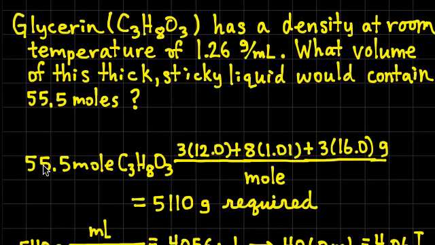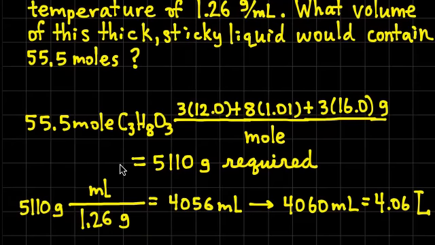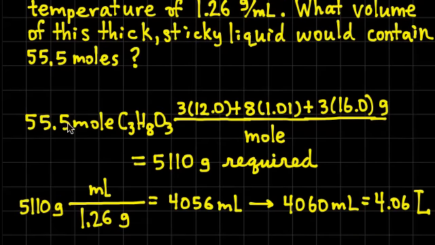If I just require a certain number of moles of this glycerin as a reactant in a chemical reaction, say for example. Well, here I changed moles to grams with the molar mass, and I'm saying 55.5 moles of glycerin is equal to 5,110 grams of glycerin.